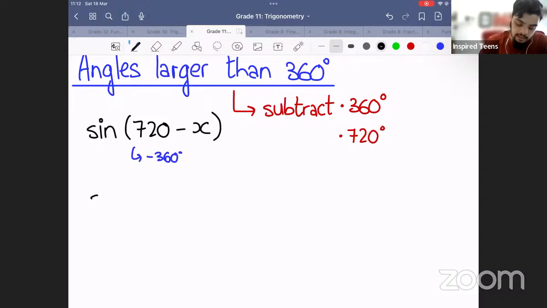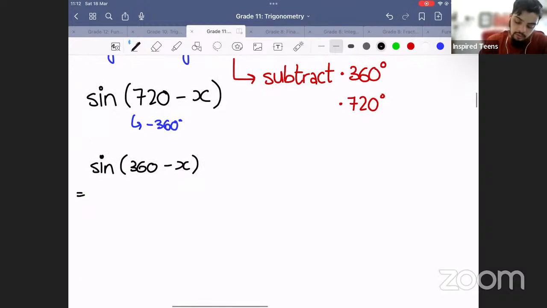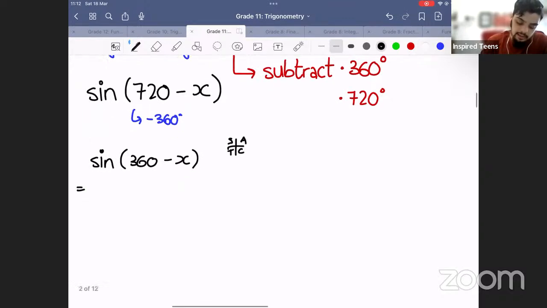Write it as sine of 720 minus x becomes sine of 360 minus x, because 720 minus 360 is 360. Now this you can reduce. 360 minus x is where cos is positive, so this is negative sine x.